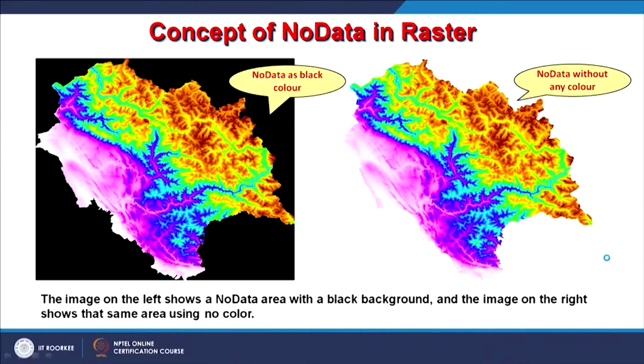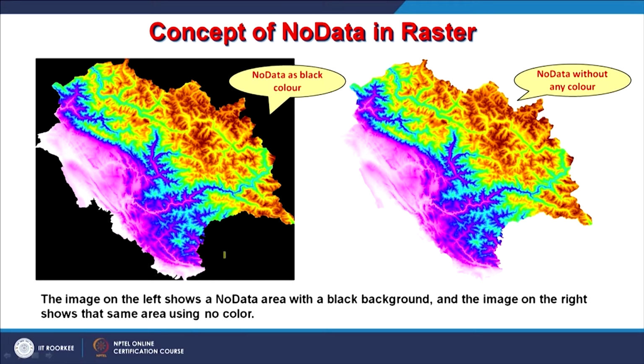Now, let us take an example. Here this is a Himachal Pradesh SRTM DEM, which I have extracted from that tile using the Himachal Pradesh political boundary. When you extract that data, for the outside of Himachal Pradesh, because the overall raster has to be either a square or rectangular, what happens to the outside areas? Here, the outside areas were assigned black color, and therefore you are seeing it like this.